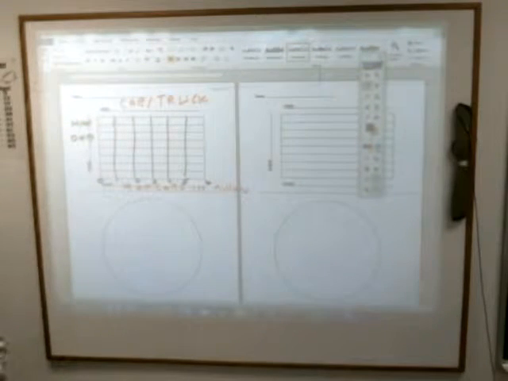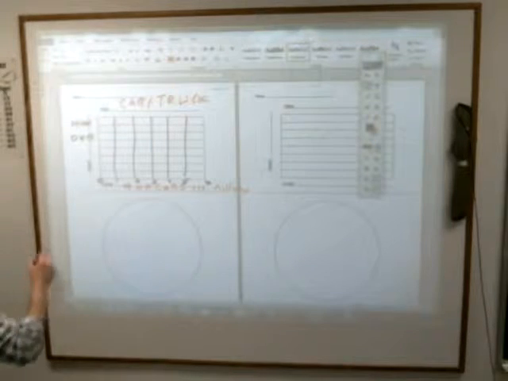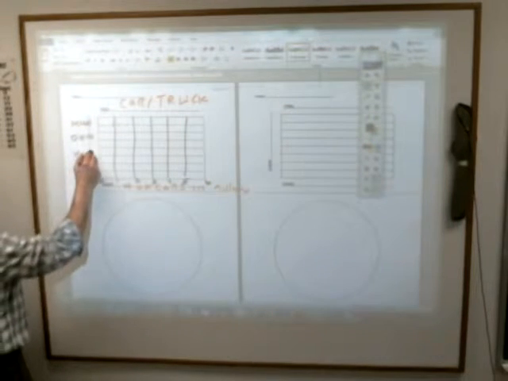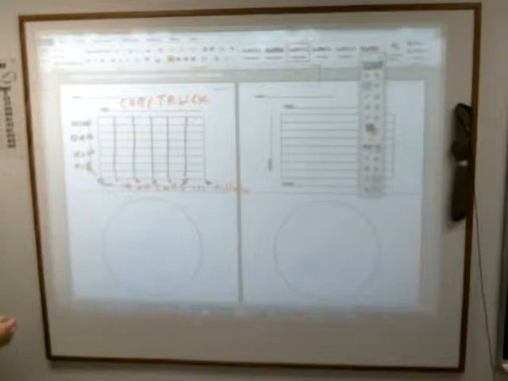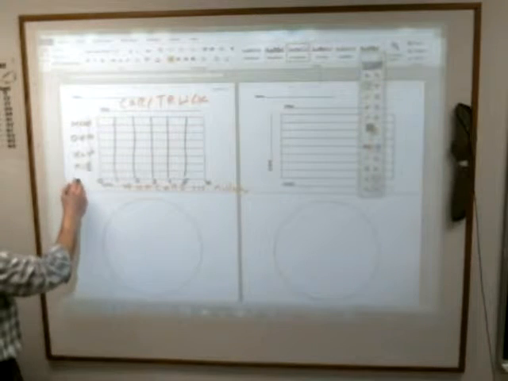What do we got? Kentucky, Missouri. Uh-oh, I ran out of room. And the last one is other.